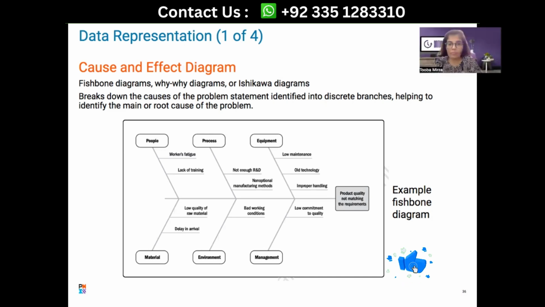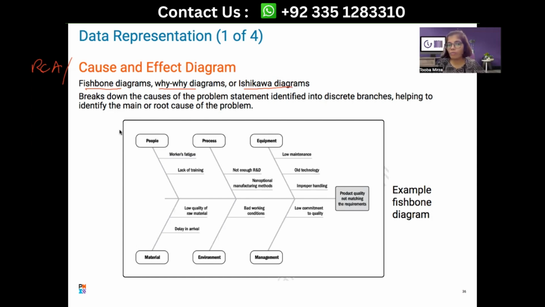The cause and effect diagram is a mechanism of applying root cause analysis. Very popular in PMI's world. The cause and effect diagram is also termed as fishbone diagram, Why-Why diagram, Ishikawa diagram.